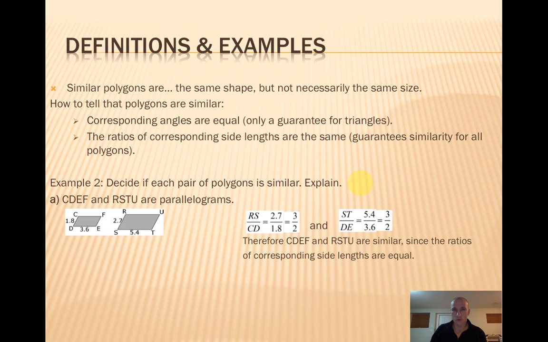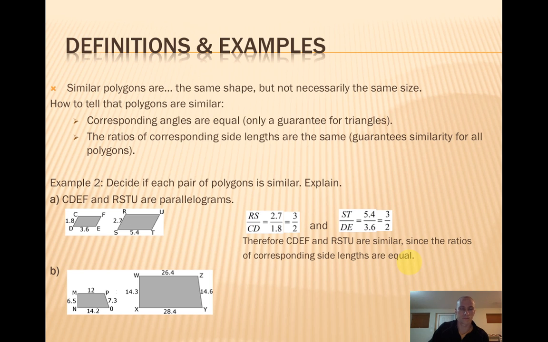So we know that these parallelograms are similar to each other because the ratios of the corresponding side lengths are equal to each other. Now we have another two quadrilaterals, and this time they're not parallelograms. So we want to know if these two are similar to each other.